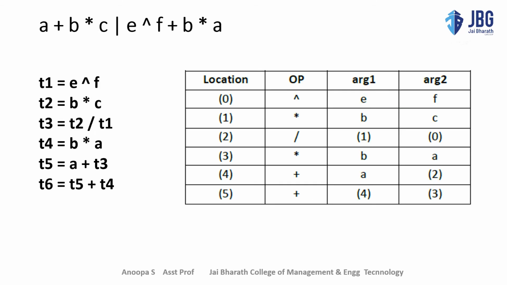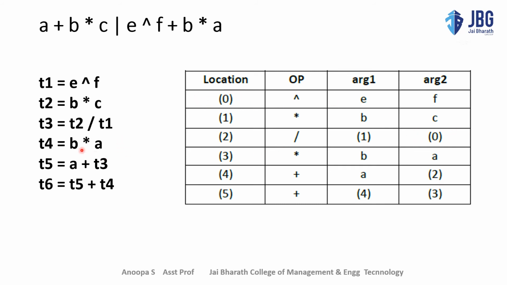This is an example of how to represent triples. The same expression I have taken, and this is the same three address code. So how we can represent it is, I have only three columns: operator, argument 1 and argument 2, and we have given location also. This is e exponent f, this is b into c. Now I have t2 by t1. So instead of t2 I have written that b into c is in location 1, so I have written 1, and e exponent f is location 0, so I have written 0.